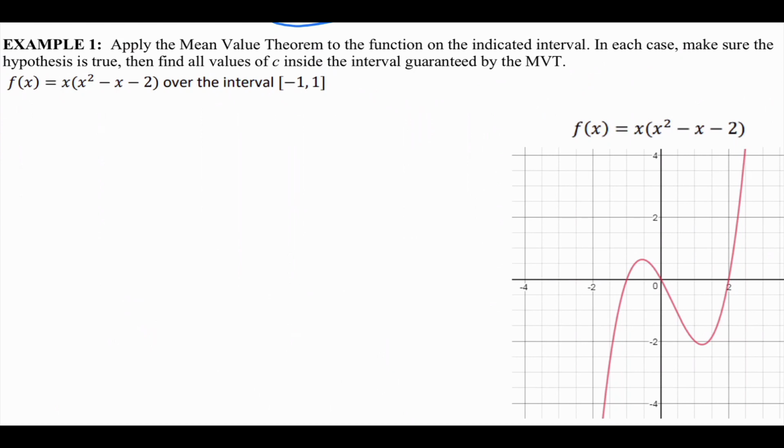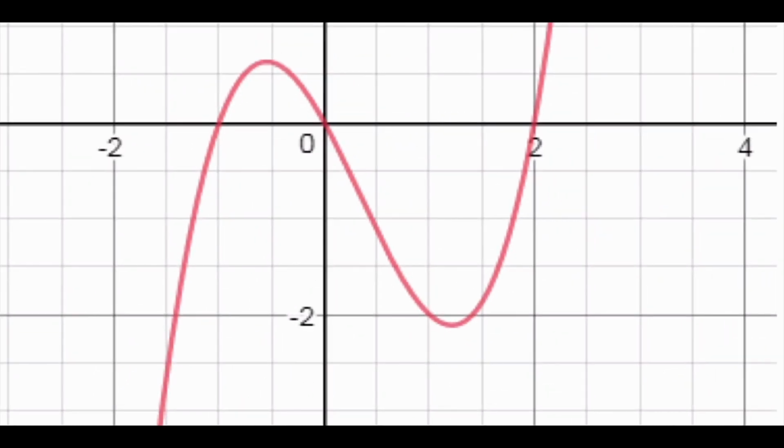I drew the picture over here just to kind of give you an idea. They won't give you a picture most of the time, but for the first example, I wanted to give you a picture to see what we're looking at. So this is f of x. This is the graph. Our interval is from -1 to +1. So -1 is here. +1 is right here. So the first thing we have to do is find the slope of this line that connects black dot to black dot.